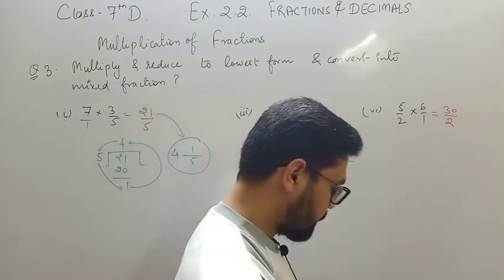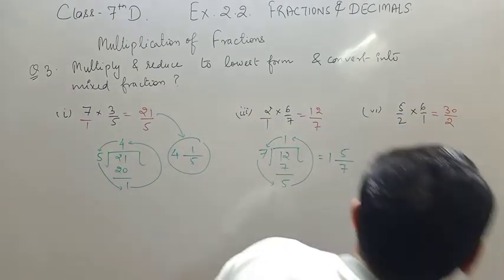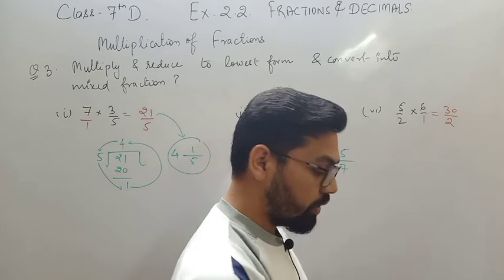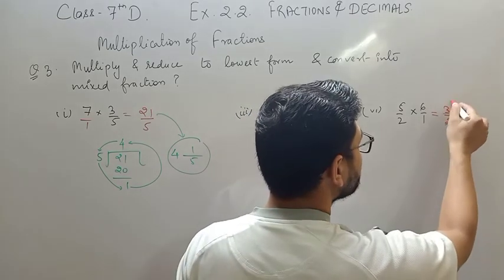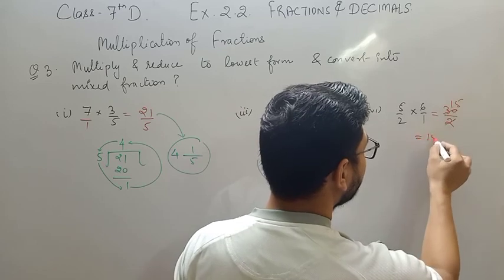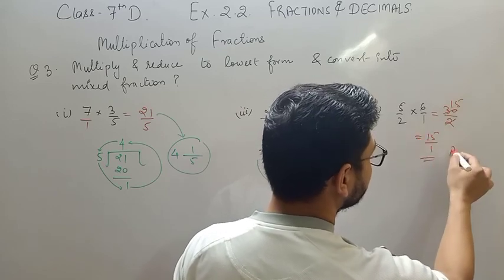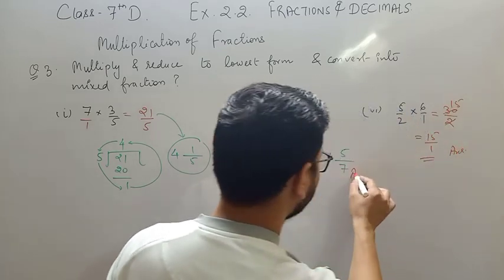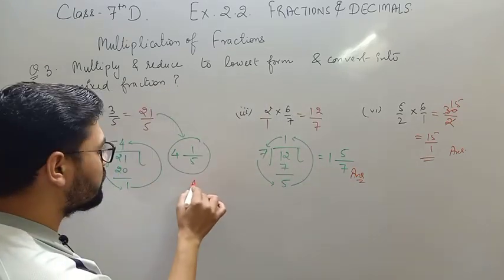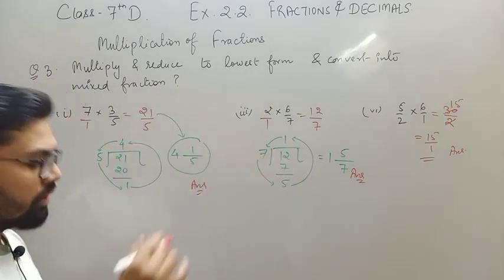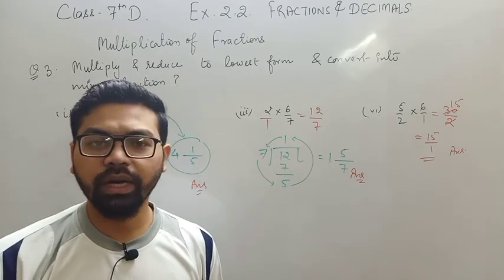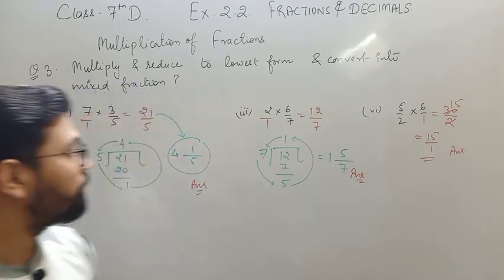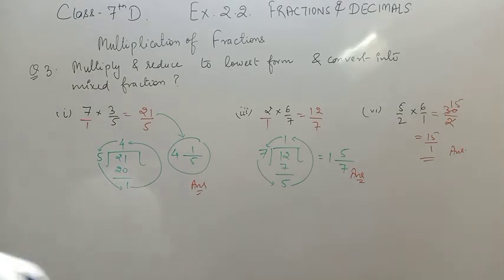And here, 5 upon 2 into 6 upon 1, or you can simply write 2 1s are 2, 5 3s are 15, that means 15 upon 1. Please note it down fast. So this is the simplest form of multiplication of fractions. This is how we multiply fractions. Okay, please note it down fast.